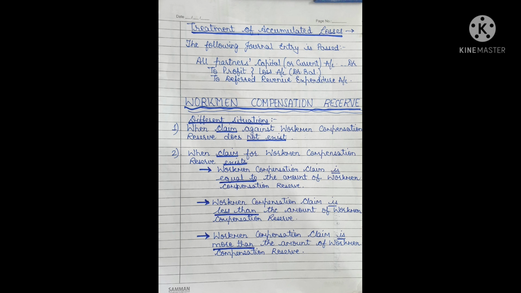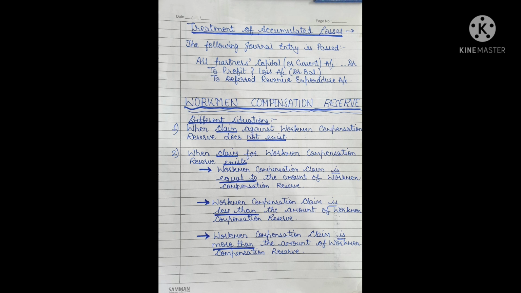Now there are two items which we have seen in these accumulated profits or reserves. These are workmen's compensation reserve and investment fluctuation reserve, for which there are different situations, and for each different situation different entries are to be passed. So let us discuss in detail the workmen's compensation reserve now.